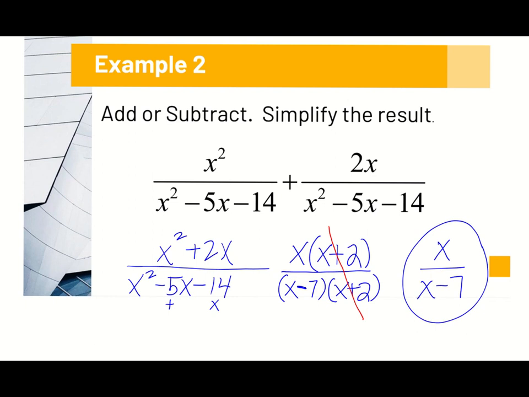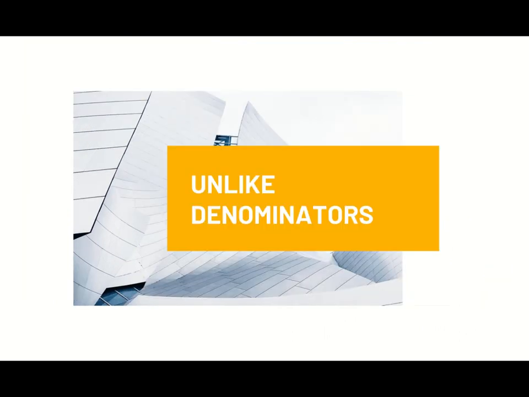And don't forget, if we were looking at domain restrictions like we did in 5.3, we would look back at this piece here to get our domain restrictions of x can't be 7, x can't be negative 2. But right now we're just looking for our simplified result. So adding or subtracting with like denominators isn't so bad. You just add up the numerator, keep the denominator, and then simplify the result as we did in 5.3.